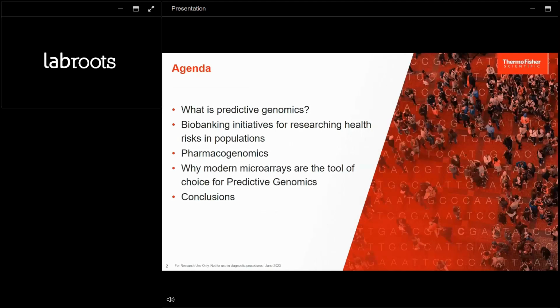During the talk, I'll introduce the concept of predictive genomics. I'll introduce to you some of the biobanking initiatives that make use of predictive genomics for researching health risks in populations. I'll talk about pharmacogenomics a little bit, and I'll tell you why modern microarrays are the tool of choice for predictive genomics research. And then finally, I'll summarize with a bit of conclusions.